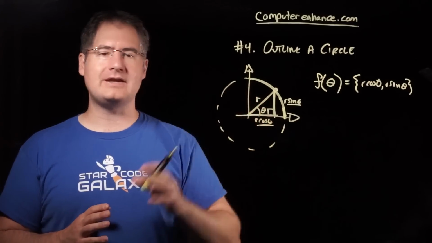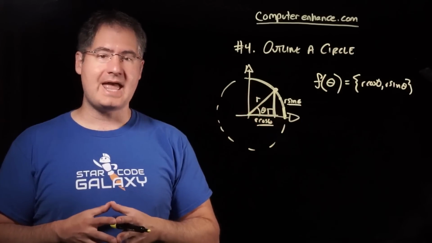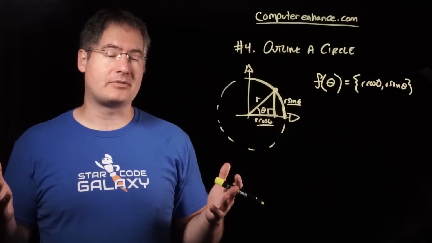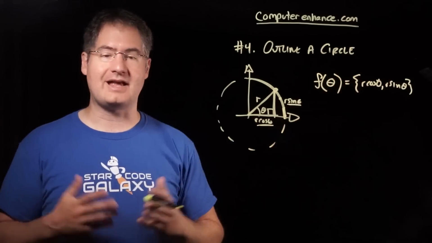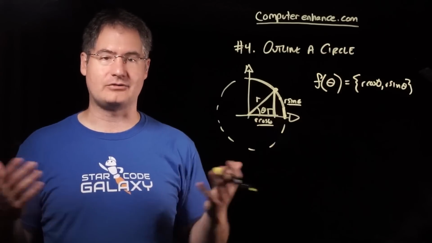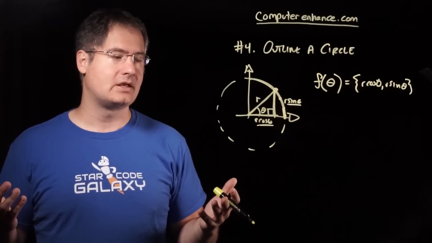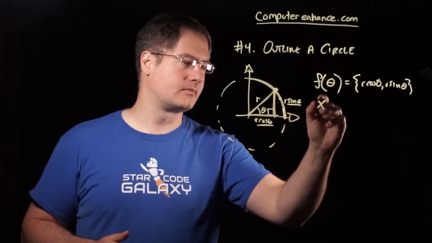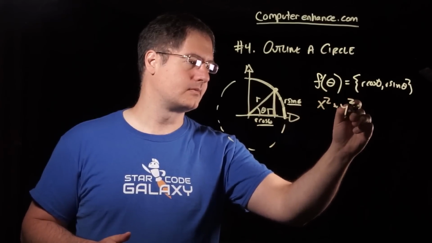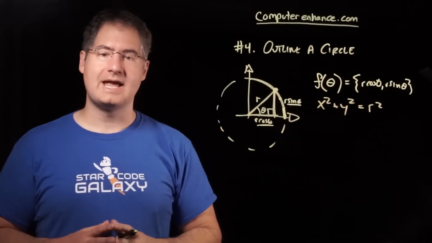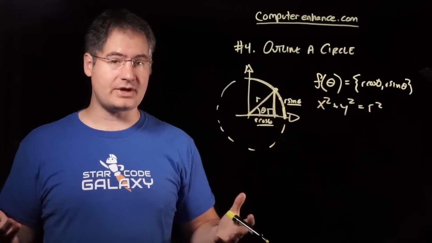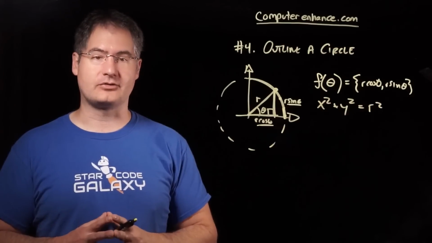But there are other ways of describing a circle, and you already know that. Probably the first encounter you had with a circle was not cosine and sine back in some kind of grade school or high school math class, right? What you probably saw was this: x squared plus y squared equals r squared. That, we all agree, is also the equation of a circle.